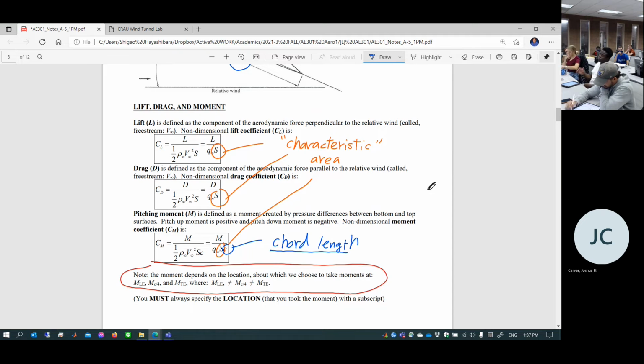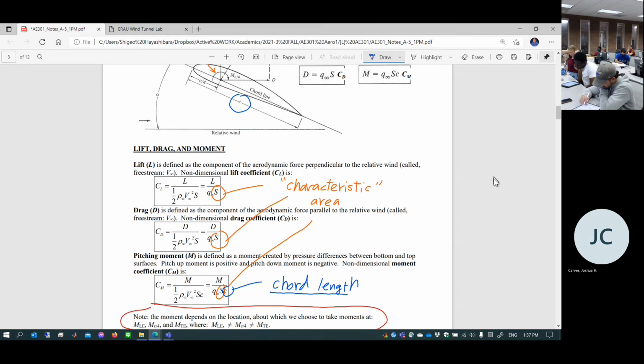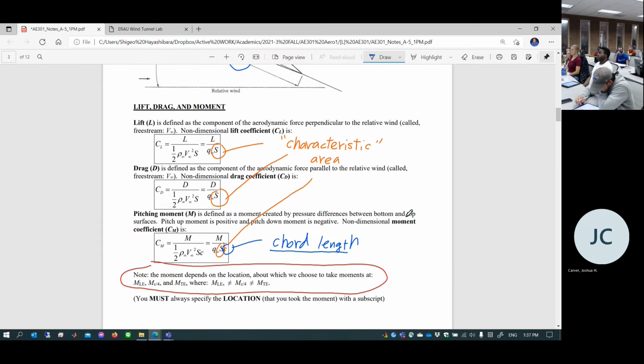Okay. Any other question here? Those are just the basics of lift, drag, and moment coefficients of aerodynamics. Okay, so be careful. We're probably not going to talk about anything with units, so everything is dimensionless from now on. Okay.